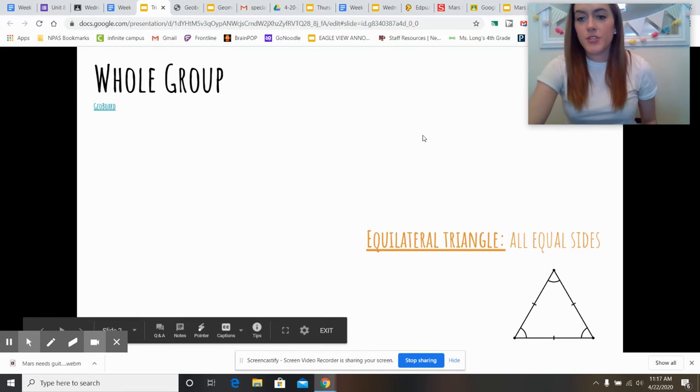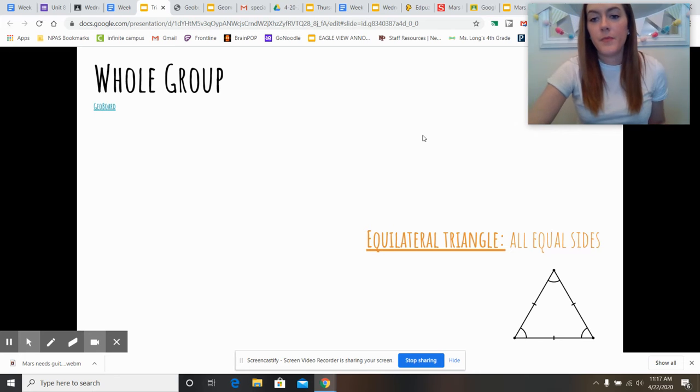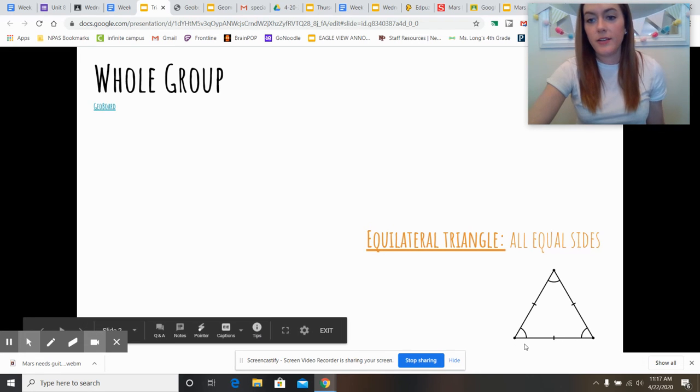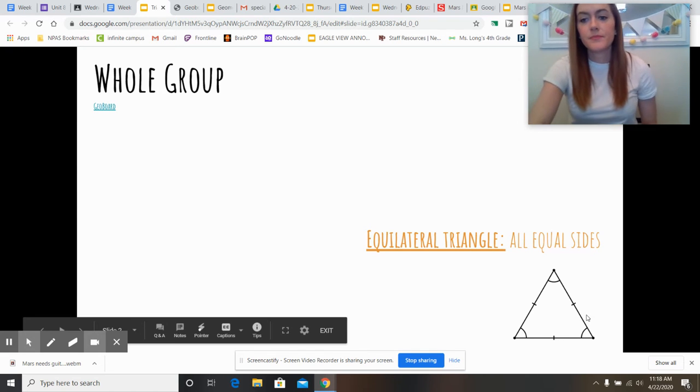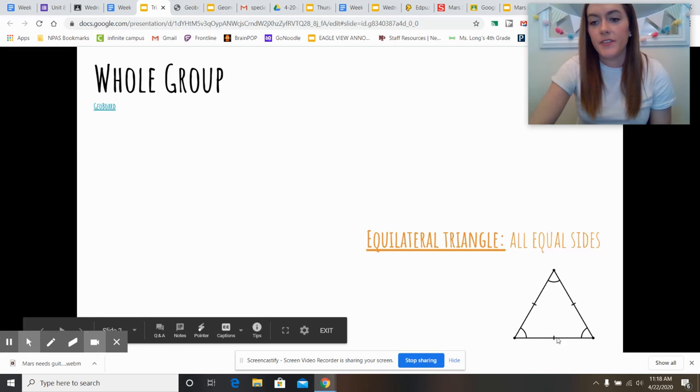So an equilateral triangle. We have already learned what an equilateral triangle is. It's when it has all equal sides, and all the angles, too, are the same. So this is an example of an equilateral triangle. These tick marks show that all of these sides are the same length.